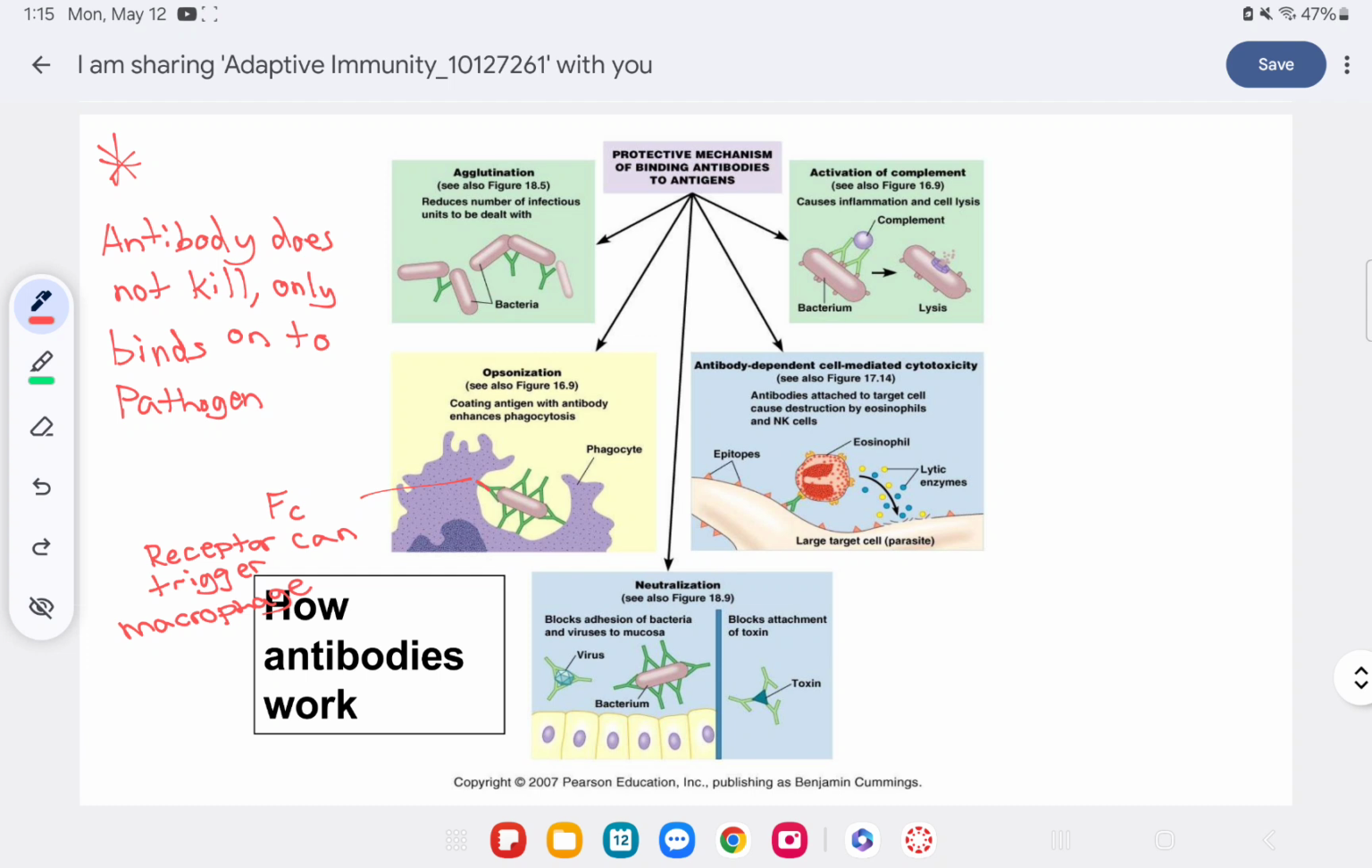Here's one. There's a particular kind of antibody called IgE. It binds to parasitic worms. And the Fc region of that is bound by eosinophils. Eosinophils are part of the granulocyte class. They have little vesicles that release lytic enzymes, meaning that they lyse plasma membranes. A worm is too large for a macrophage to swallow.